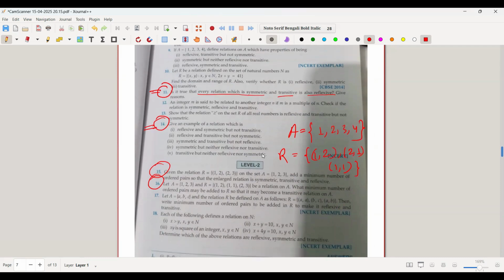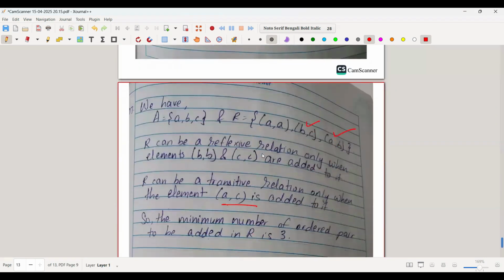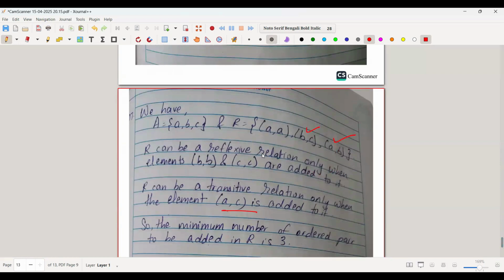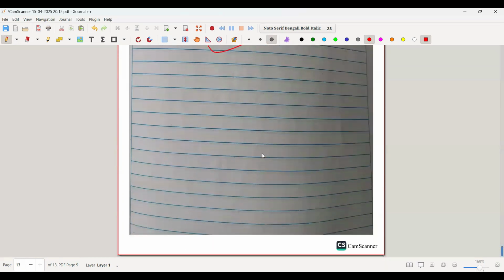Okay. It is not said to make it symmetric. So (b, b) and (c, c). Okay, right. That's it.